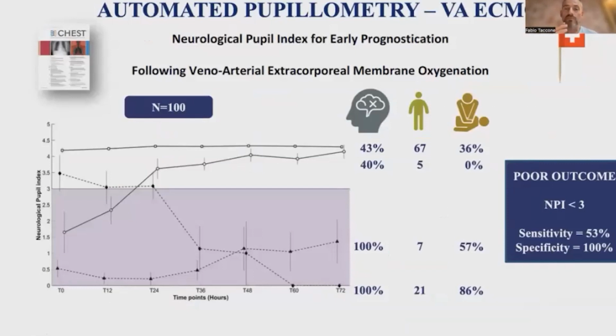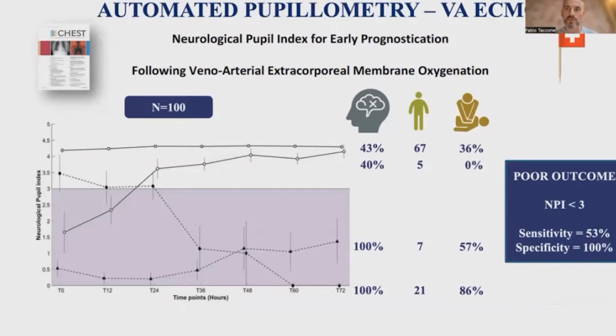We have small evidence that changes in NPI over time in patients treated with VA ECMO, 50% of them because of cardiac arrest, so it's a similar result to the previous study, but 50% of those because of cardiogenic shock. The progressive alteration of NPI over time, and so persistence of low values below 3 over time, could be associated with poor outcome with a specificity of 100%.